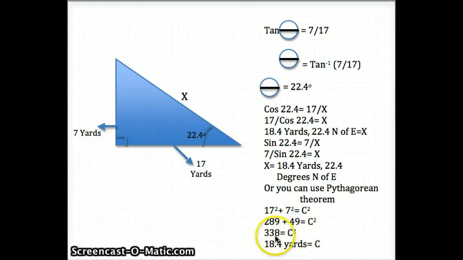Now to isolate c, you would have to square root both sides, which would then result in c equals the square root of 338. Once you solve the square root of 338, you would get an answer of 18.4 yards. 18.4 yards would be your answer for your hypotenuse.